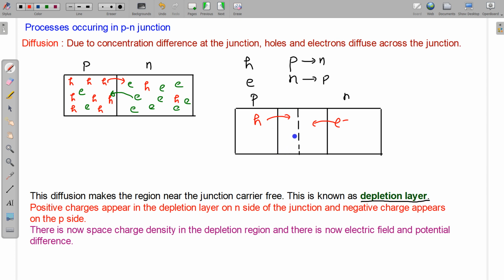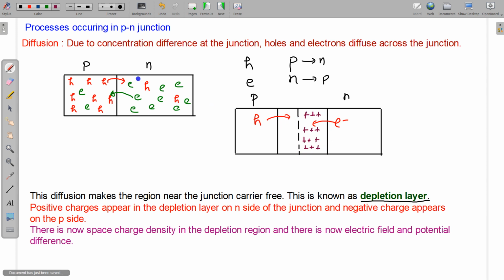We can also talk in other terms: electrons are moving from n to p, and electrons are leaving their pentavalent atoms behind. Since electrons are leaving their pentavalent atoms, those pentavalent atoms are now positively charged. So we will get positive charges here, and these positive charges can be thought of as coming from the ionized pentavalent atoms. Because electrons leave this place and move to the p side, we will have a positive charge density here.